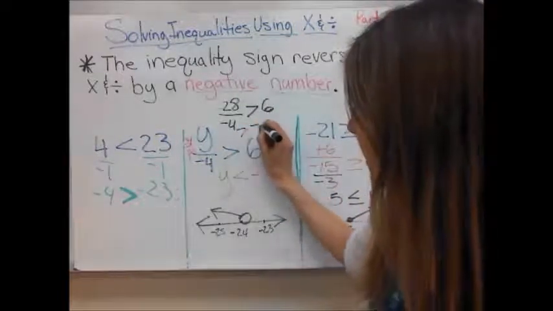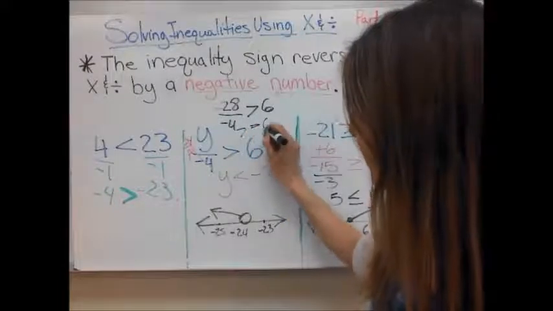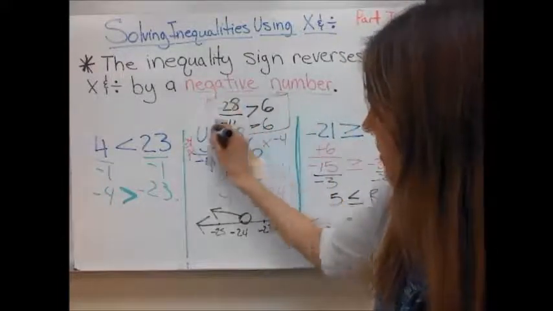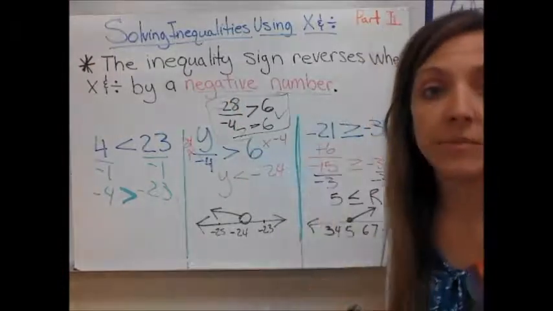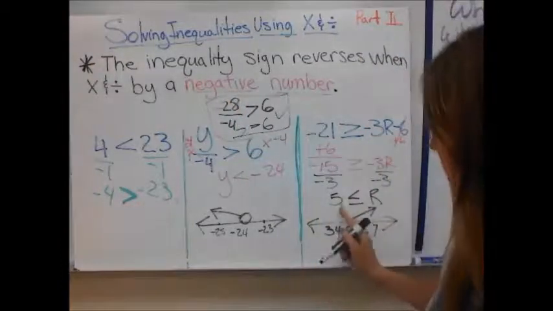So 7 is greater than 6, and that is true. So that one checks out. Let's go to this next one.